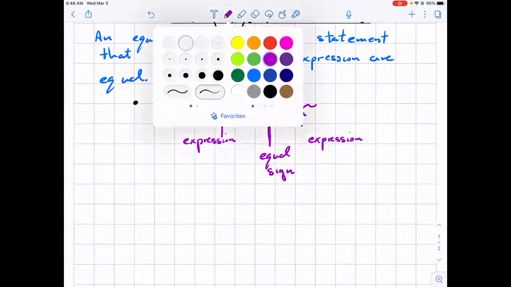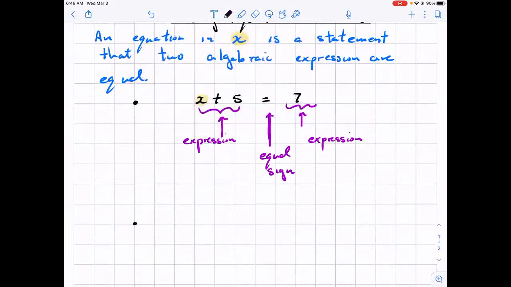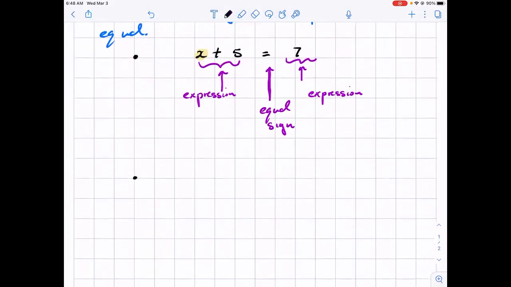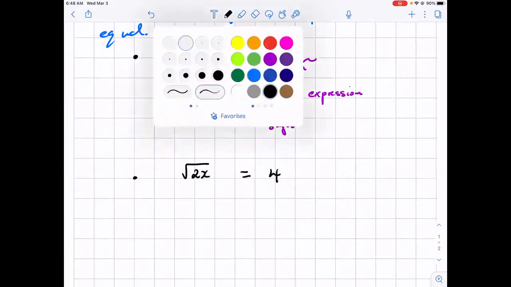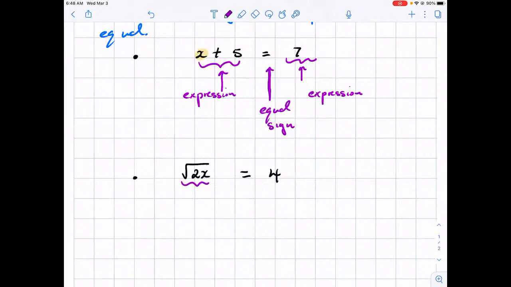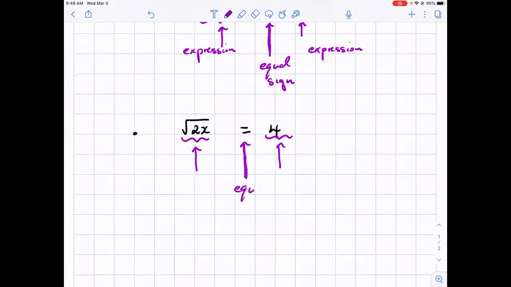If we look at another example, we have the expression root of 2x, and that's equal to 4. So here is the expression on the left of the equal sign, here is the expression on the right side of the equal sign, and here is my equal sign. We have something on the right, which is the expression, and something on the left, which is the expression.